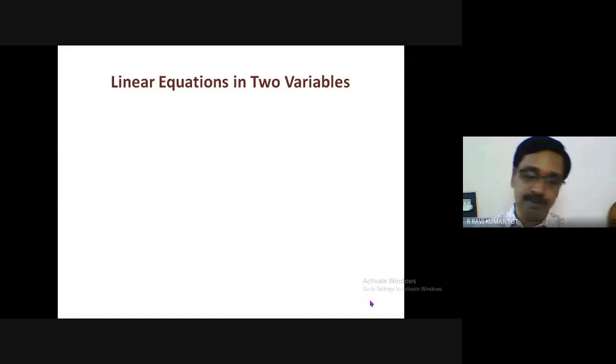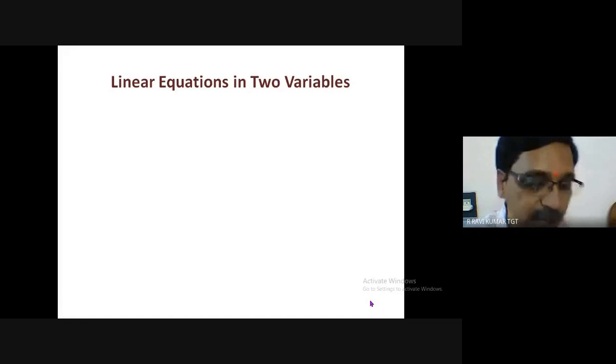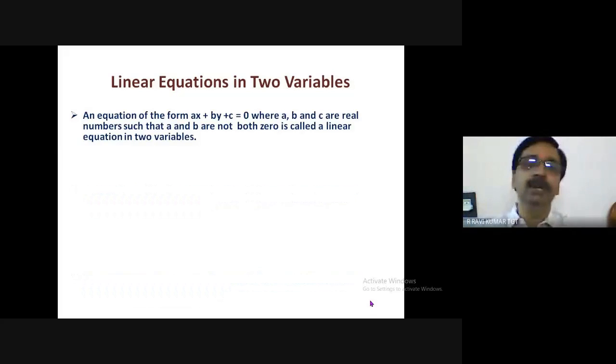that is linear equations in two variables. Okay, let us quickly recall the points. One, an equation of the form ax plus by plus c equal to 0, where a, b and c are real numbers such that a and b are not both 0, is called a linear equation in two variables. So a can be 0, b can be 0, but both of them should not be zeros.